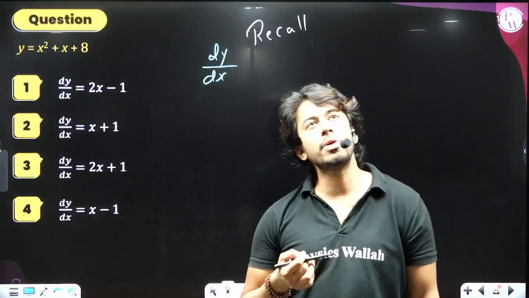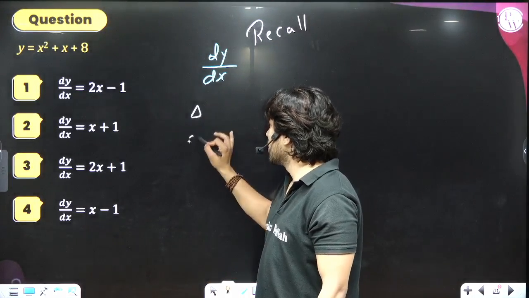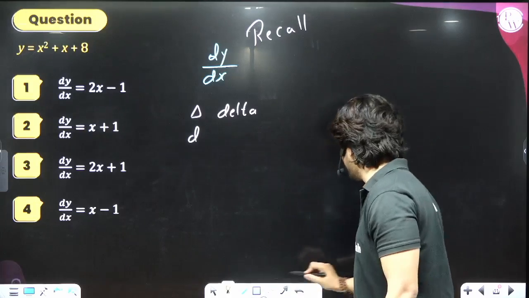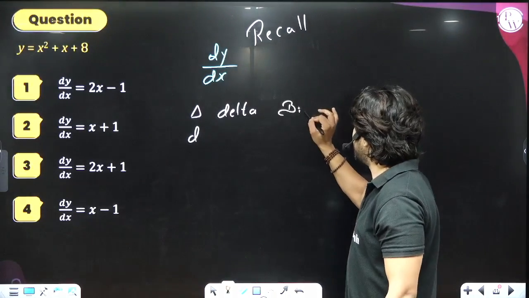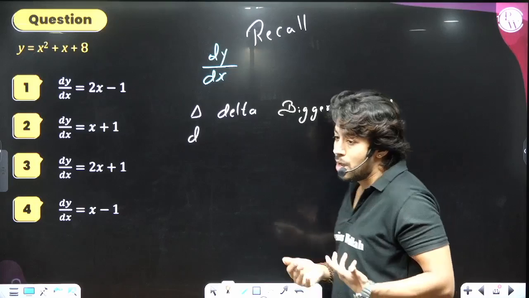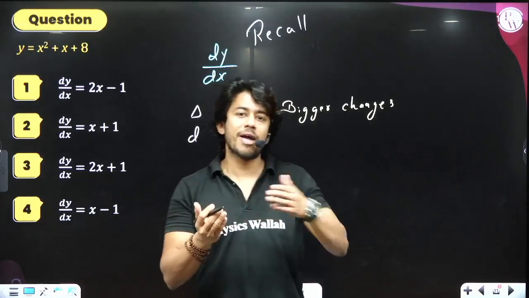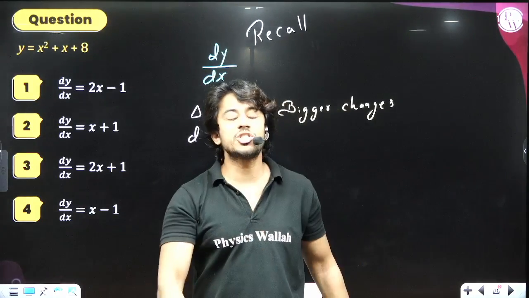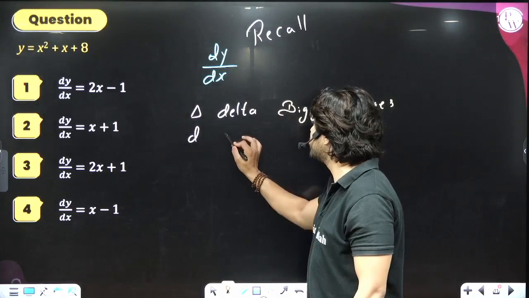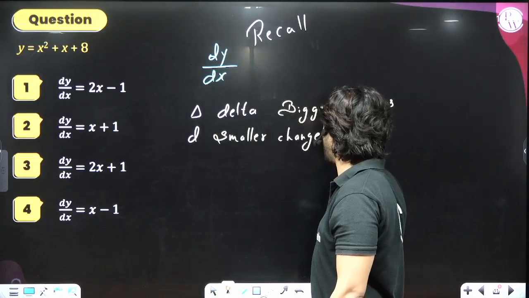So we remember that there are two kinds of symbols that you use. One is delta, another is d. Sometimes you write delta, sometimes you write d. What is delta? Delta is a comparatively bigger change. For example, a car is traveling and its speed is changing. How much has the speed changed in 10 minutes, in 5 minutes? That's one kind of change. How much has it changed in 0.01 second? That is another kind of change. So we represent the smaller changes by the sign of d.